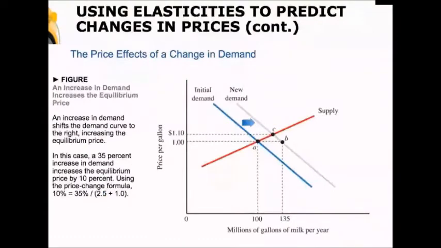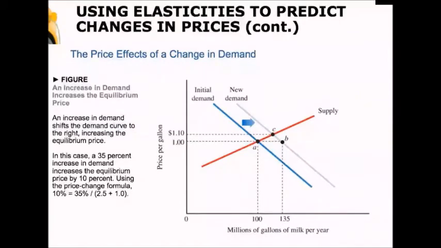Here's an example where we have an initial demand curve which shifts out to a new demand curve, and we have a supply curve. Now at the initial equilibrium, we can see that there was a price of $1 and a quantity of 100 million gallons, and we're looking at a market for milk here. If the demand curve shifts out, we can see that the price is going to go up to $1.10, and the quantity is going to go up as well. How much is the price going to change?